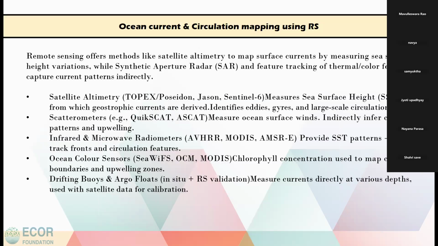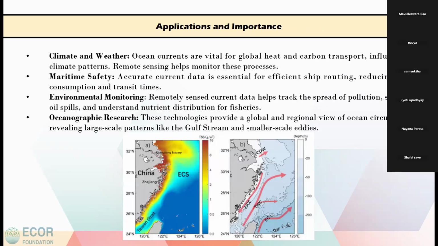Remote sensing maps the ocean currents using satellite altimetry, scatterometers, radiometers, and ocean color sensors. These tools help to track eddies and upwelling zones, and map circulation patterns, which is very crucial for climate modeling, fisheries, maritime safety, and navigation as well. And here are the applications and importance. Of course, climate and weather prediction and environmental monitoring, and it is very useful for extensive and advanced oceanographic research.